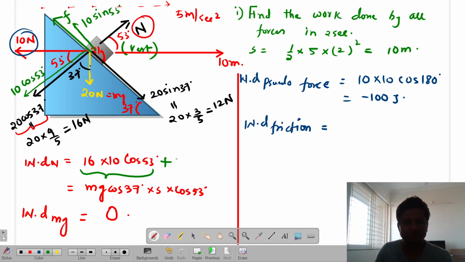Got it? So that is why it will also have a component: 10 cos 53 into displacement 10. But what's the angle now? Do I have to consider this whole big angle or not? We are measuring from the normal, aren't we? So this angle, that will be nothing but 10 into cos 53. Is that clear?